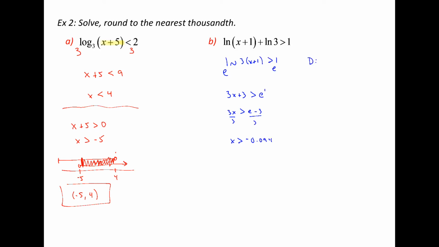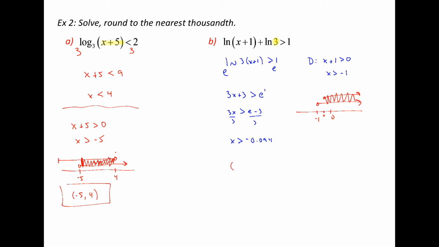So the domain is x plus 1 must be greater than 0, which means x must be greater than negative 1. We also have a second natural log, but it is already 3, so we don't have to worry about the x value because there is no x value there. So we have two things. We have x is greater than negative 1, and we also have x is greater than negative 0.09. So on this one, the domain doesn't restrict us any more than what our solution already did.